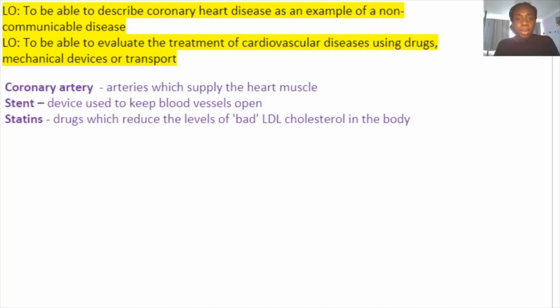These are our three main definitions for this topic. The first is coronary artery, which are arteries which supply the heart muscle. The second is a stent, which is a tube-like device which is used to keep blood vessels open. The third are statins, which are a type of drug which reduce the levels of bad or LDL cholesterol in the body. There's not really a lot of required knowledge for this topic.